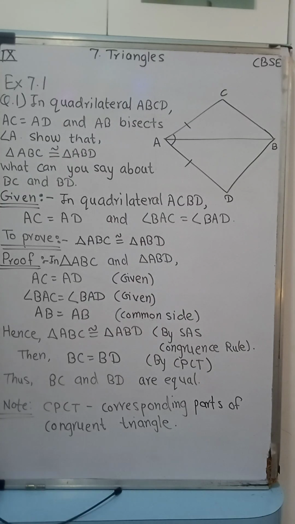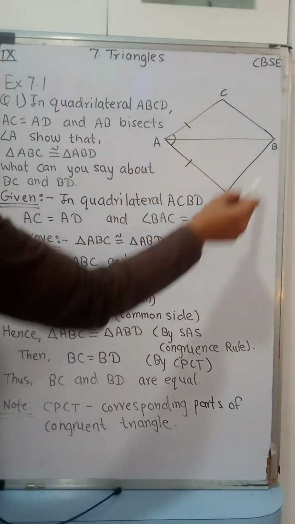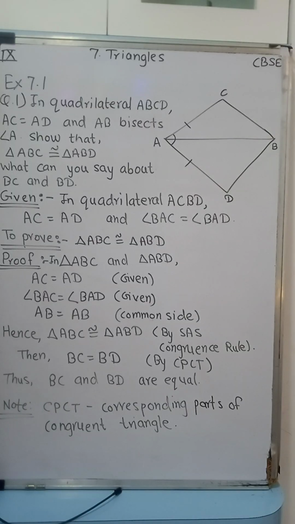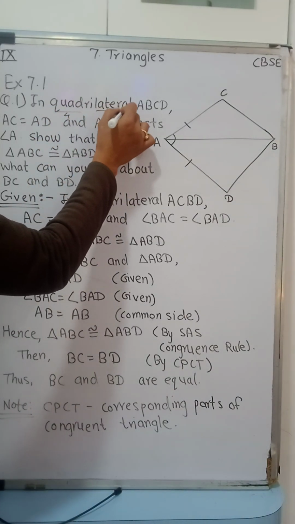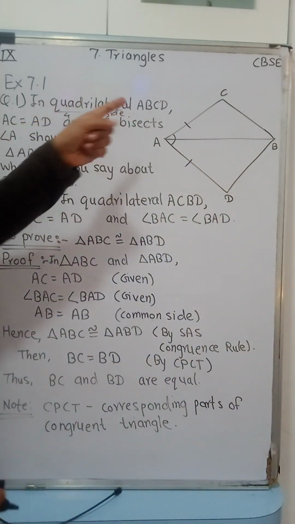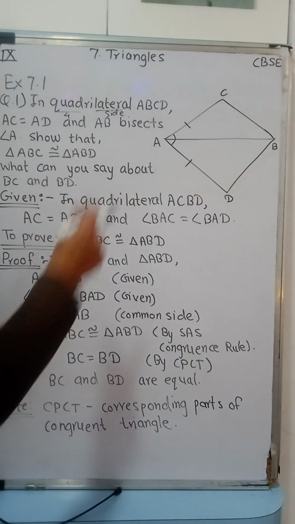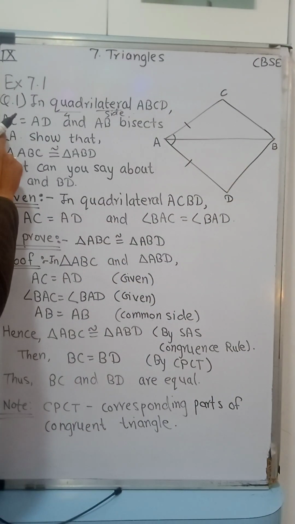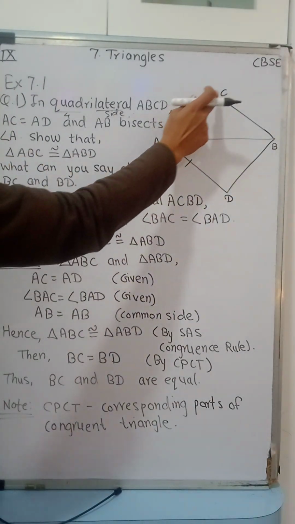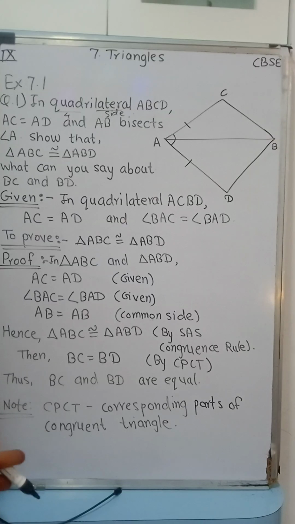The question is about a quadrilateral. What is meant by quadrilateral? Quad means 4 and lateral means side. A closed figure having four sides is called a quadrilateral, ABCD. In this, AC and AD are the given things.